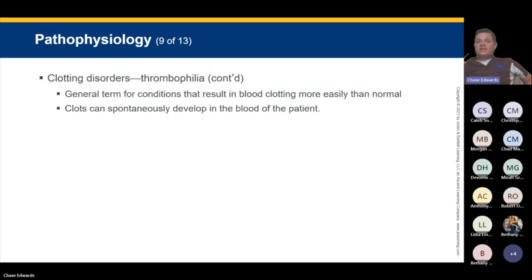So thrombophilia in itself is a general term for many different other conditions as well. They can all result in blood clotting more easily than normal. Right? So it's like hyper blood clotting. It can be an inherited or genetic disorder. Medications can be a factor. Patients with cancer can have this happen. And clots can spontaneously develop in the blood of patients having these issues as well.